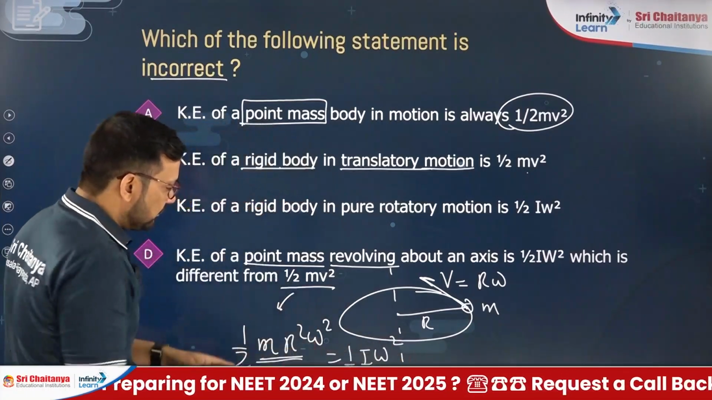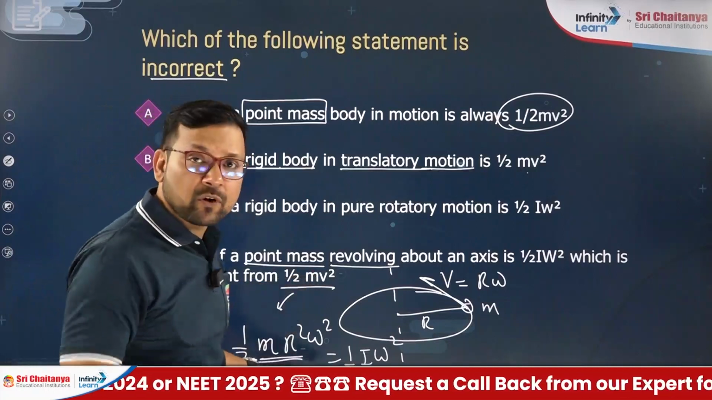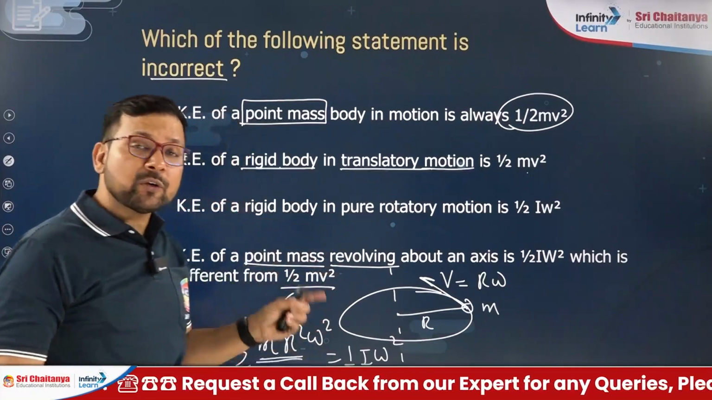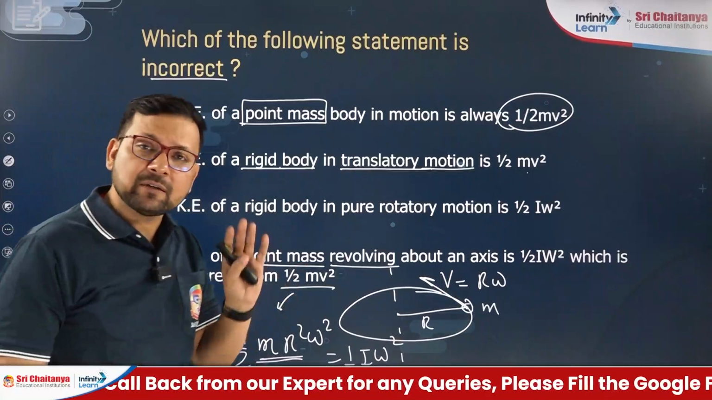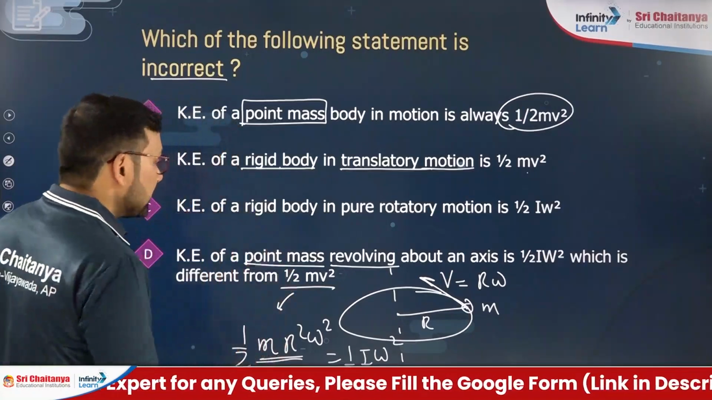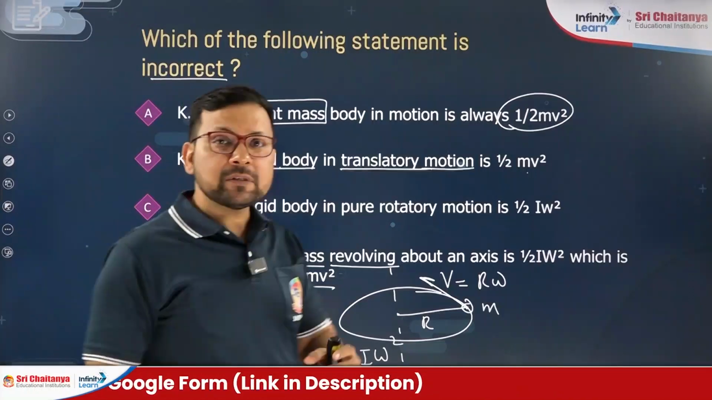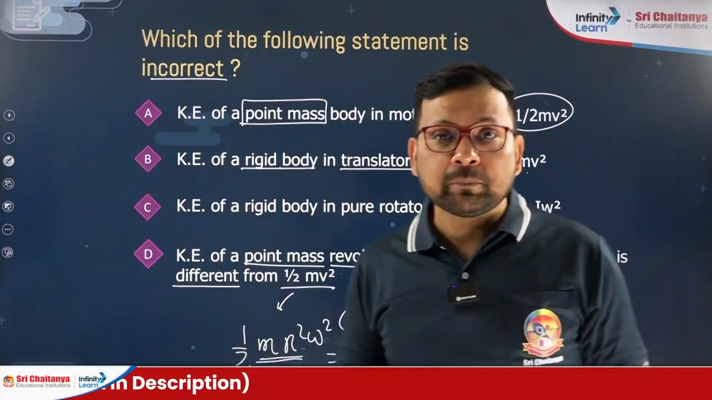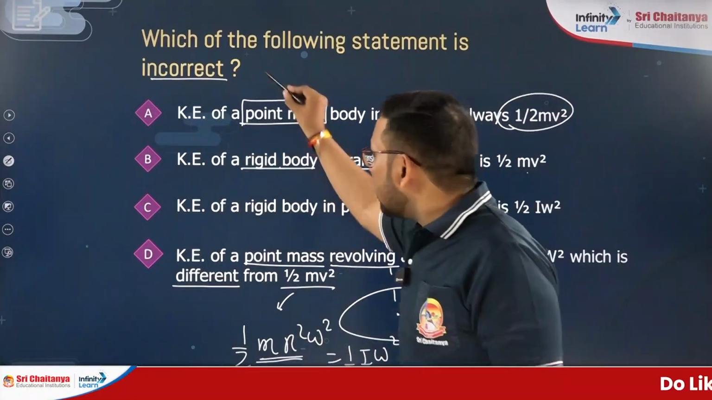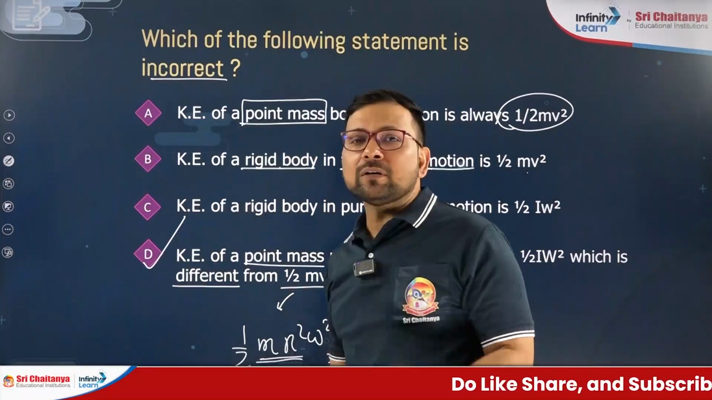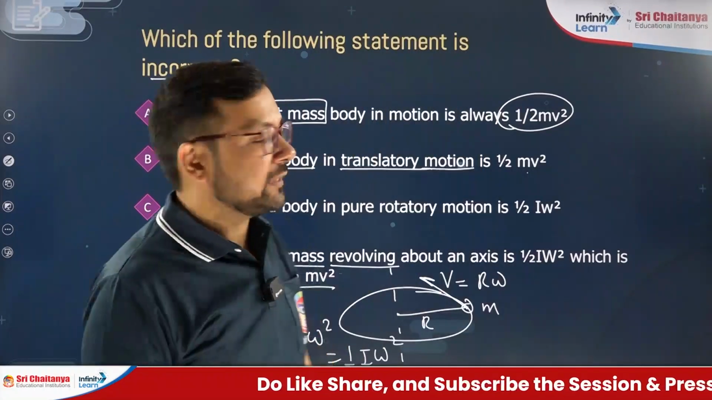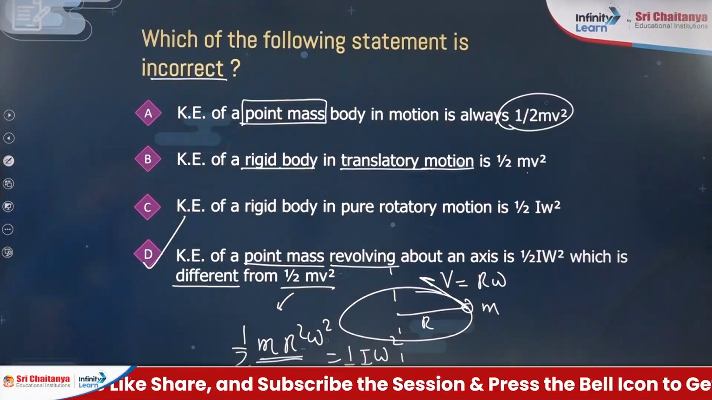So that will be half I omega square. It means both are the same. If you write half mv square for a revolving particle or half I omega square, both are exactly the same. But the option is saying they are different. What I found same, my option is saying different, which means this is wrong. And in an incorrect-type question, we have to pick the wrong one. So we will go with it. D option is the wrong option.